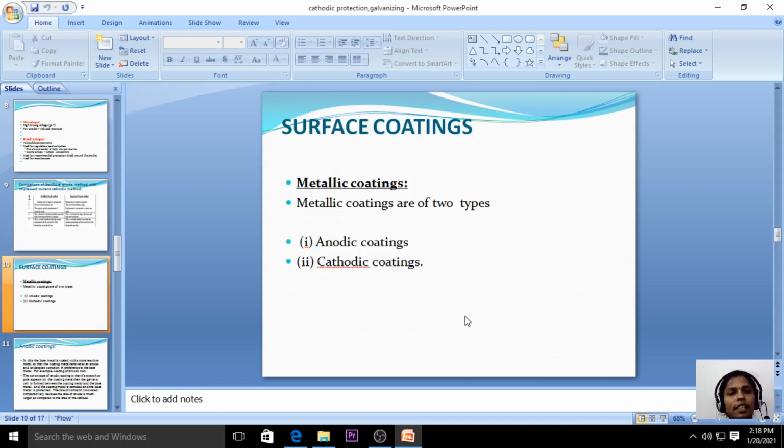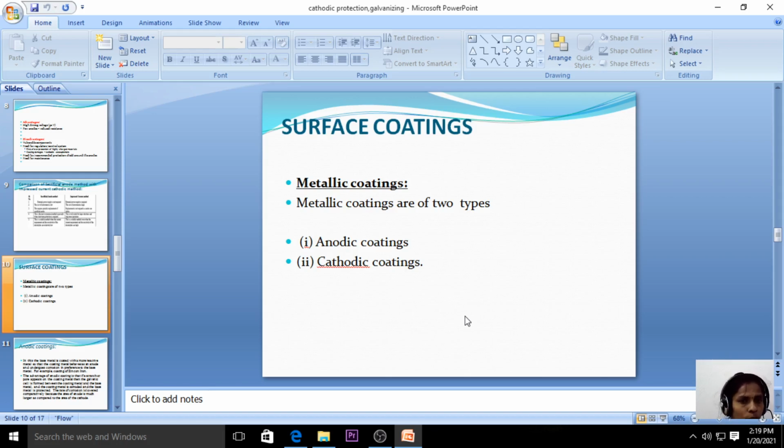So now let us see the last topic, that is the surface coatings. There are two types of coatings: one is the anodic coating and another one is the cathodic coating. This comes under the metallic coating. Metallic coating is nothing but the coating of one metal on another metal.